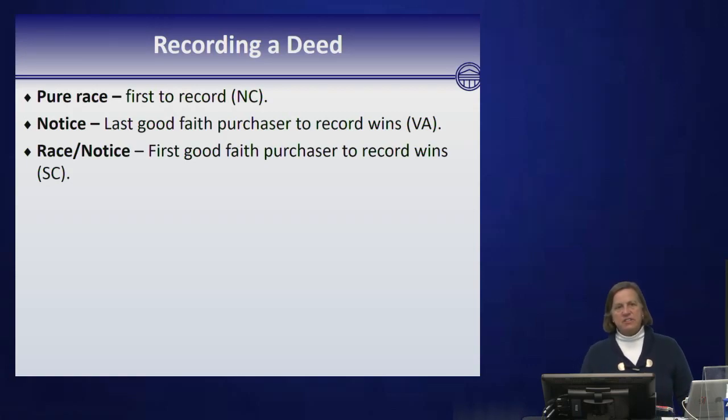Another type of statute that you could have, and that's what we have in the Commonwealth of Virginia, is a notice statute. I'll do an example in just a minute, but with a notice recording statute, the last good faith purchaser to record their deed wins. In South Carolina, which is where I was originally a member of the bar, we had a race-notice statute. In other words, the first good faith purchaser to record would win.